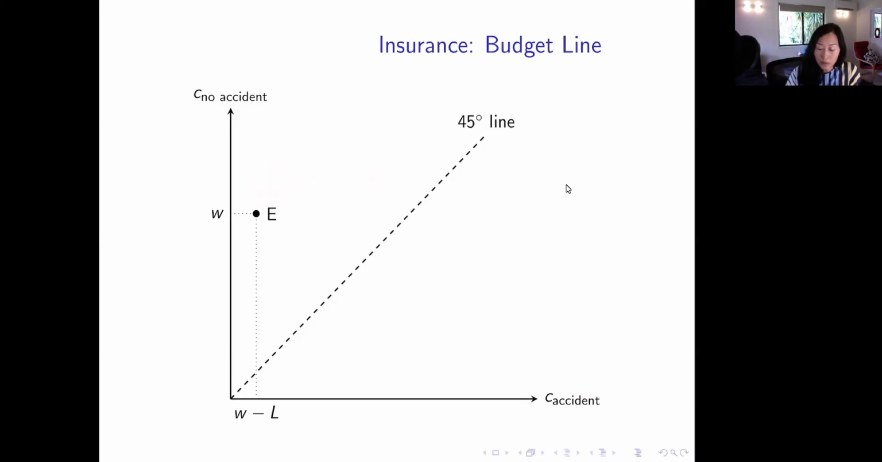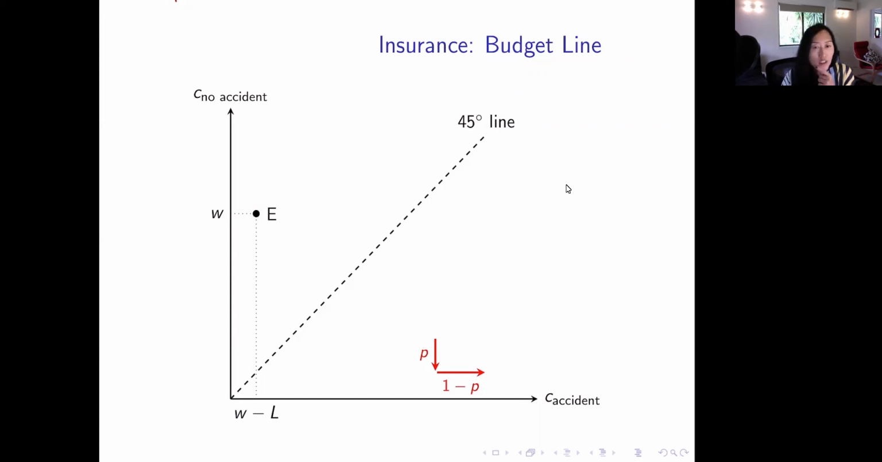And I want to develop the budget line. So I have to think about the option of buying insurance. I know that this endowment is affordable, because I could just choose not to buy insurance. If I don't buy insurance, I will end up with this bundle, this possible state contingent consumption set. But I also can choose to buy insurance.